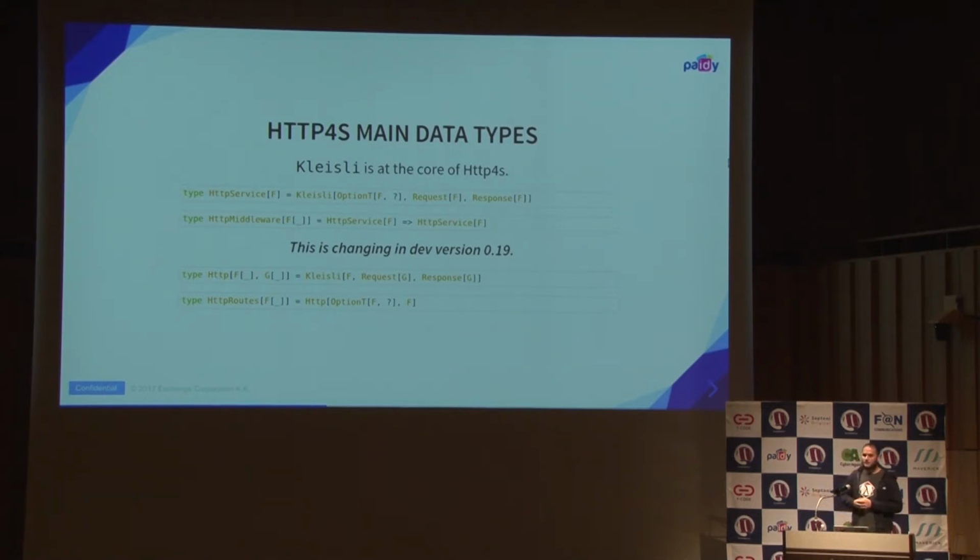The current stable version is 0.18. But there's a lot of things changing internally right now. As far as I know, in the last pull request, I think it's still not merged, but things are changing right now. So the signature is still the same. For example, HttpService still has the same signature of Kleisli, but now it's been renamed to HttpRoutes. And I know there are a few other things changing right now, so I have to keep following what these guys are doing.